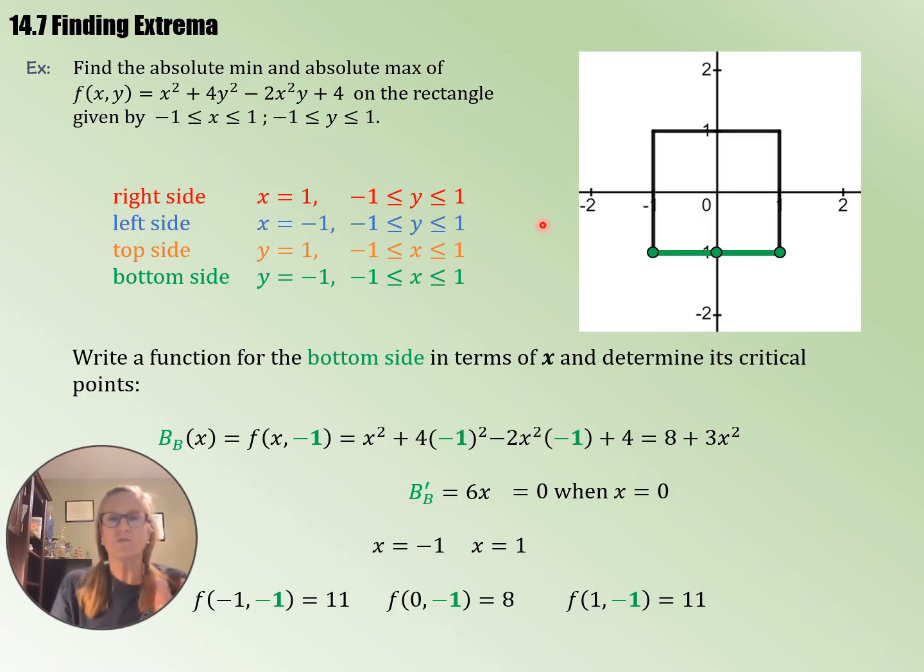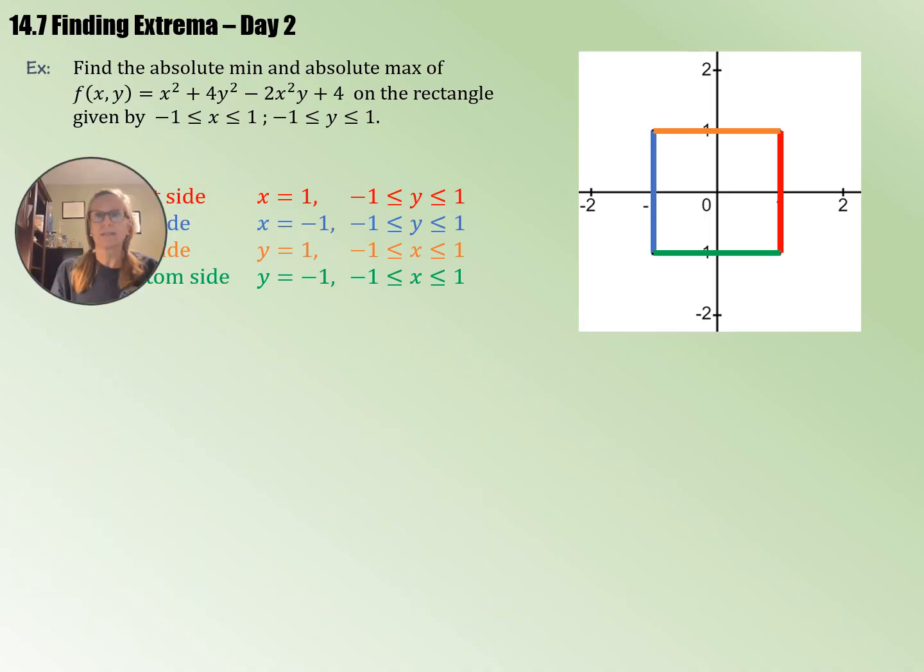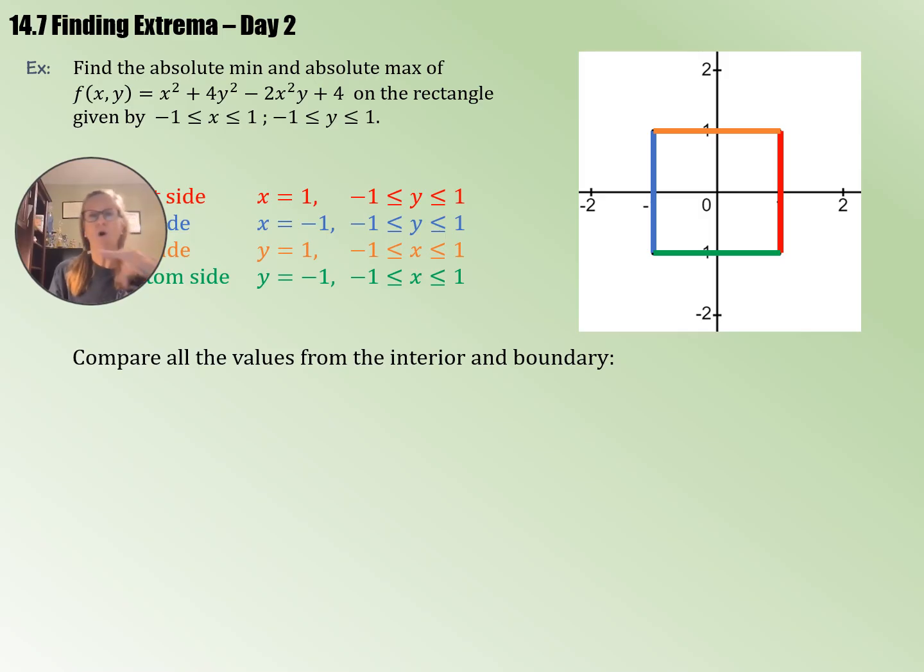All right, so obviously if you see you already had this height when you already tried a -1, 1, sure, you can leave it off. But I just like to always make sure I cover all my pieces. All right, so let's wrap it up. Compare all the values from the interior, of which we only had 1, remember? And then all the boundary corner points.